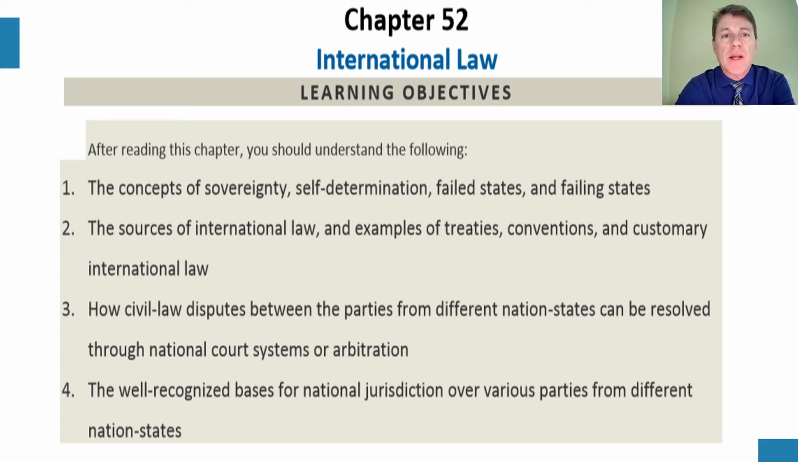Today we're going to be looking at Chapter 52, which is International Law. The learning objectives in this chapter: I want us to be able to understand the concepts of sovereignty, self-determination, failed states, and failing states. I want us to also understand sources of international law, and so we're going to be looking at different treaties, conventions, and customary international law forms.